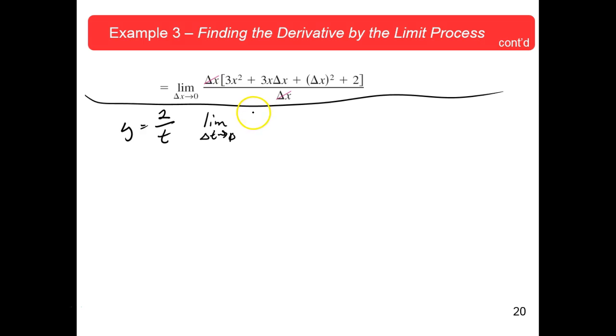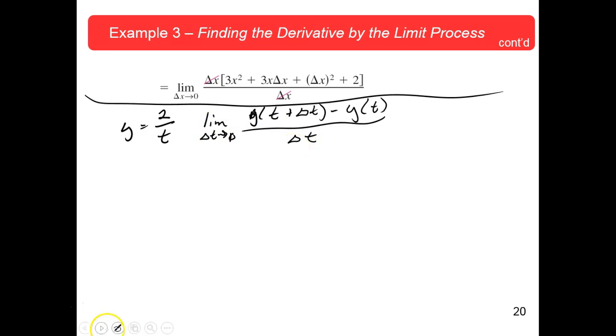f of, or you could say y. You want to say y? Why not? y of, okay, it's not x anymore, it's t. y of t plus delta t minus y of t, divided by delta t, as delta t is approaching 0, right?